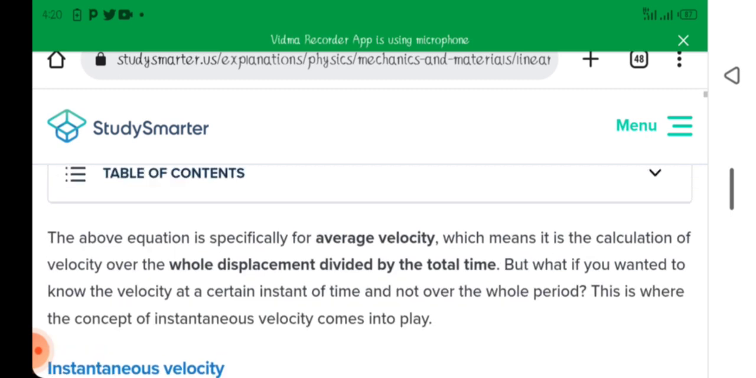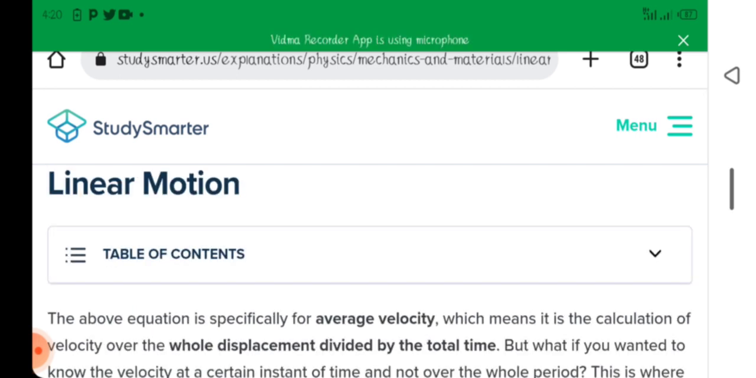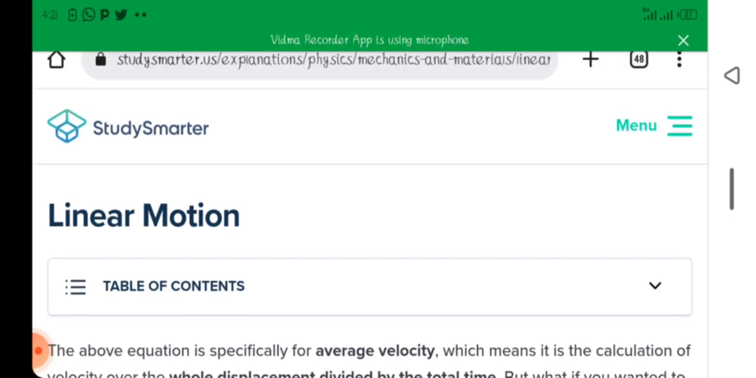Now speed is the rate of change of the distance covered per unit time. What that means is when a person is moving, say running, the person is covering a particular distance in a certain amount of time. When you divide the distance covered by the time, you get a value. That value is your speed. Note that here we are not considering direction at all. So that's your speed: the rate of change of distance, or the distance covered per unit time.